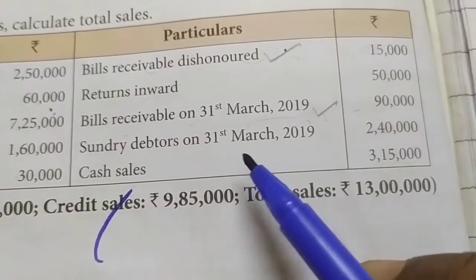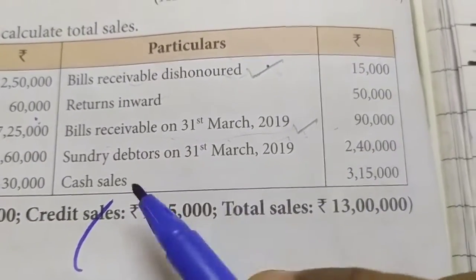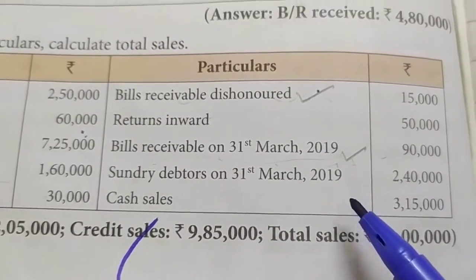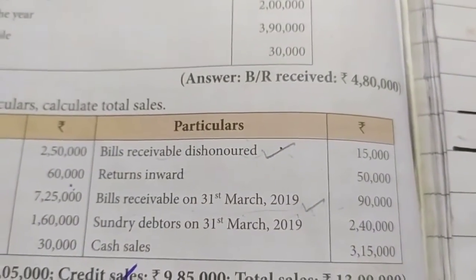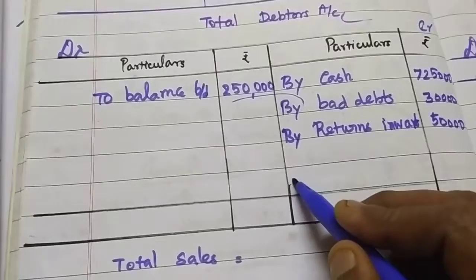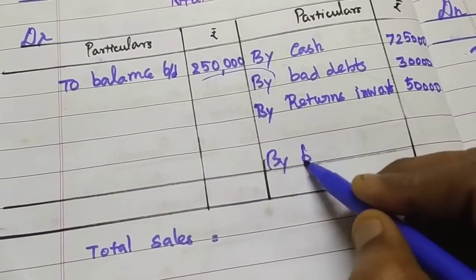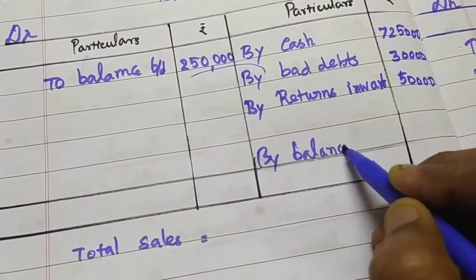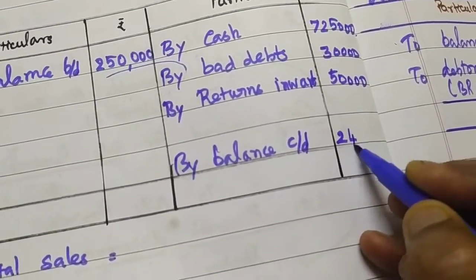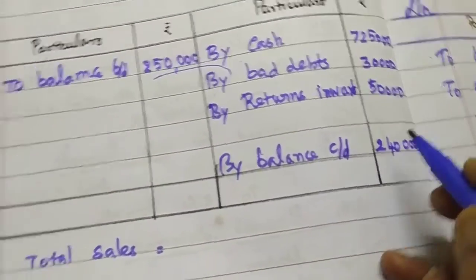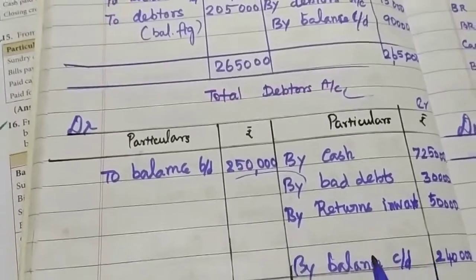Then sundry debtors on 31st March. This is the closing balance. So the closing balance always comes as the last item, 2,40,000. So by balance c/d. This is the closing balance, this amount is 2,40,000. It is written. Why I am leaving a line, I will tell you.